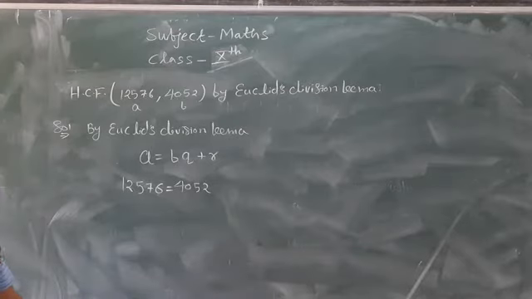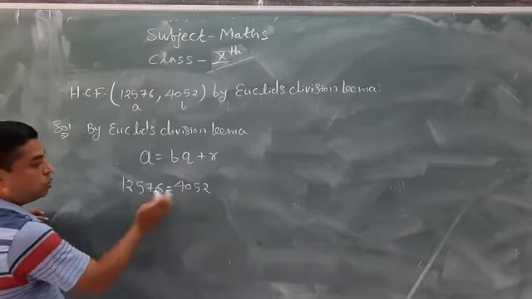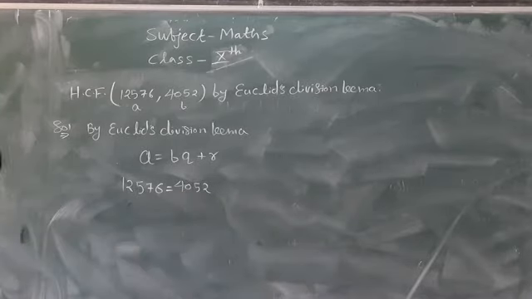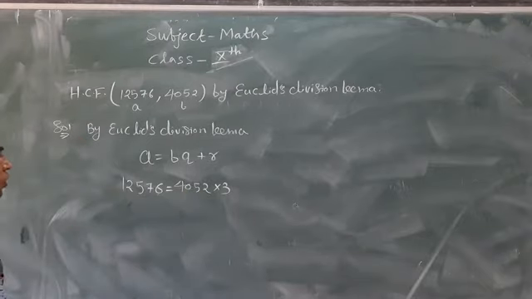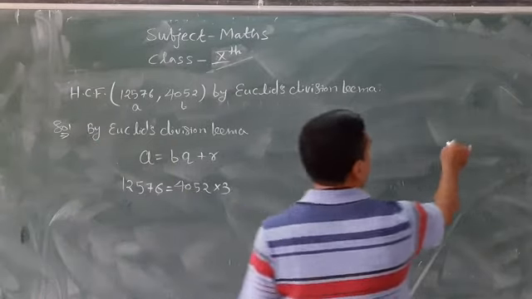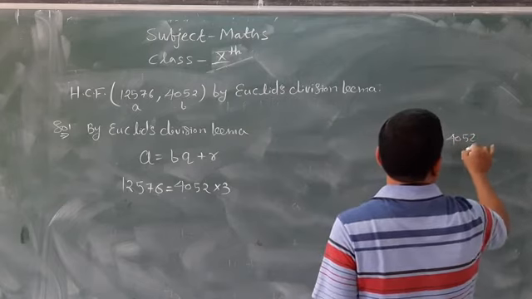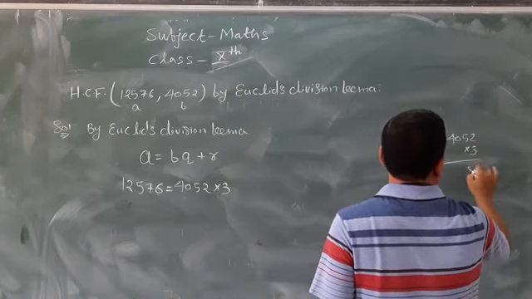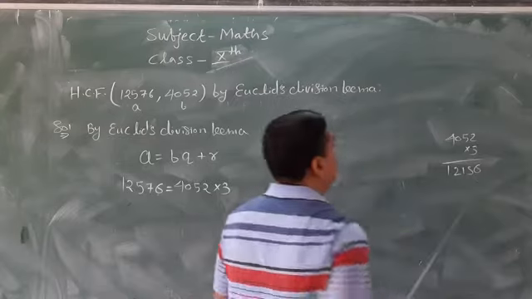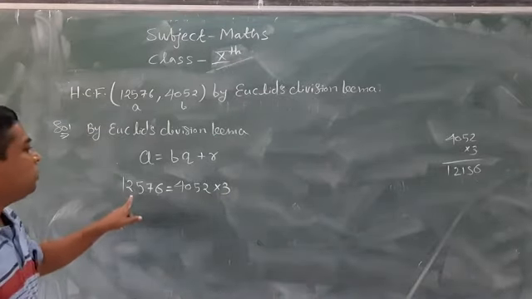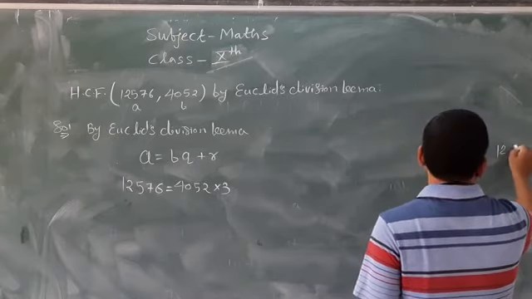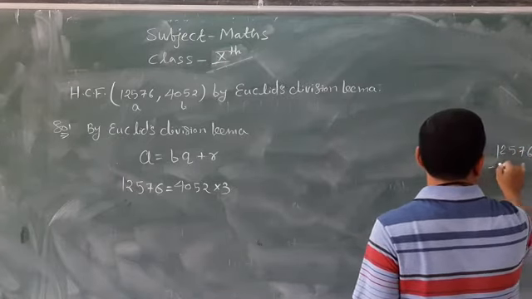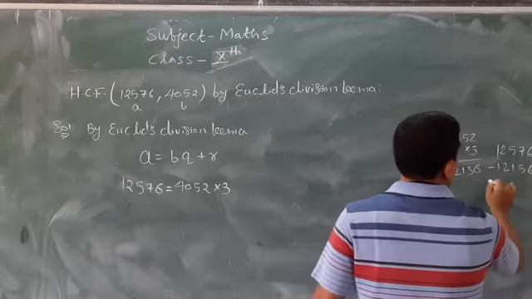How many times will it go? So 12,000. Now let us see. This is 4,000. This is 12,000. So approximately 3 times it will go. When we multiply 4,052 by 3, we will do it here. 4,052 three times, it will come to 12,156. Okay, that we will subtract. 12,576 minus 12,156.